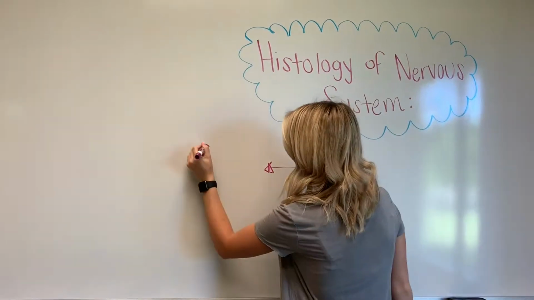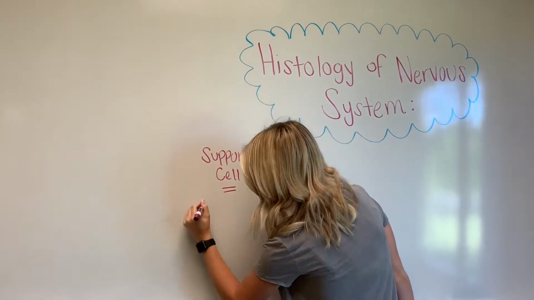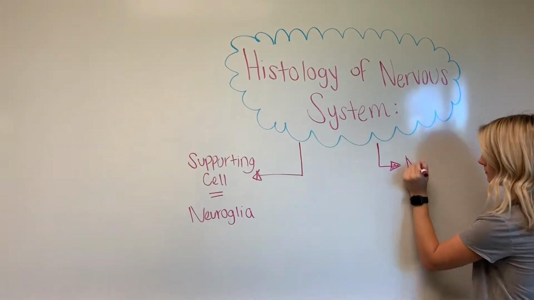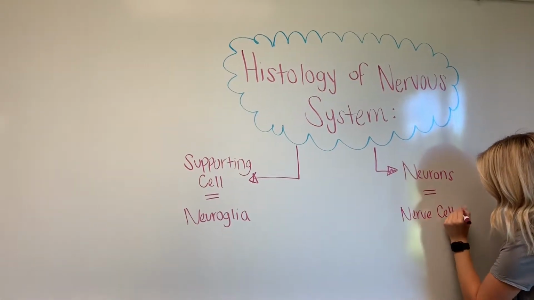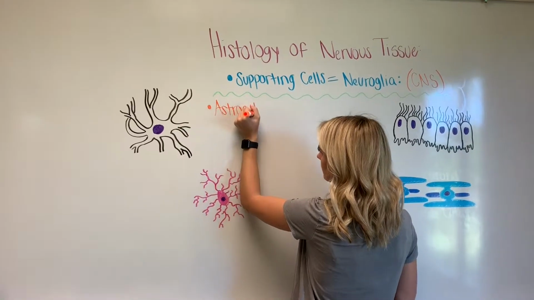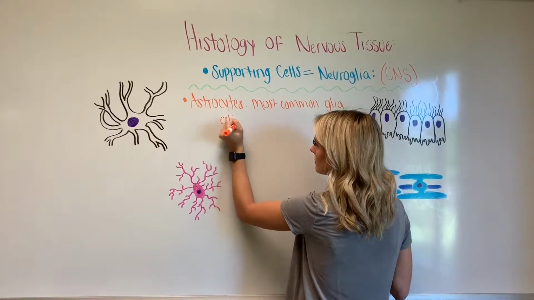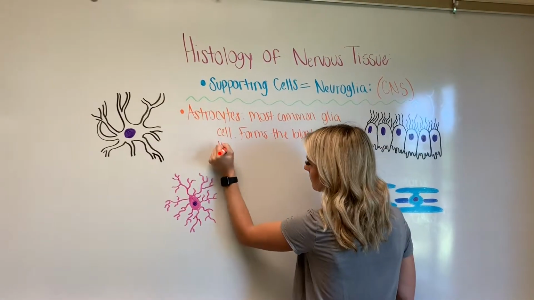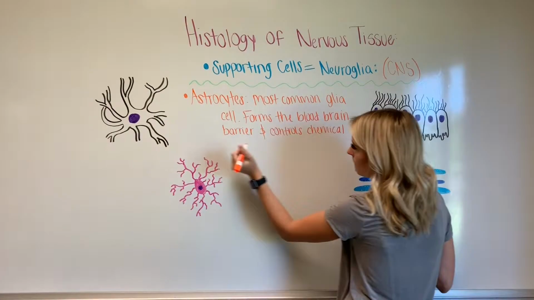Now on to the histology of the nervous system. We can divide this section into two categories, these being our supporting cells, also known as neuroglia, and our neurons, which are known as nerve cells. In the CNS, there are four types of neuroglia. The first one we'll be discussing are the astrocytes. These cells help control the chemical environment around a neuron and specialize in the formation of the blood-brain barrier.